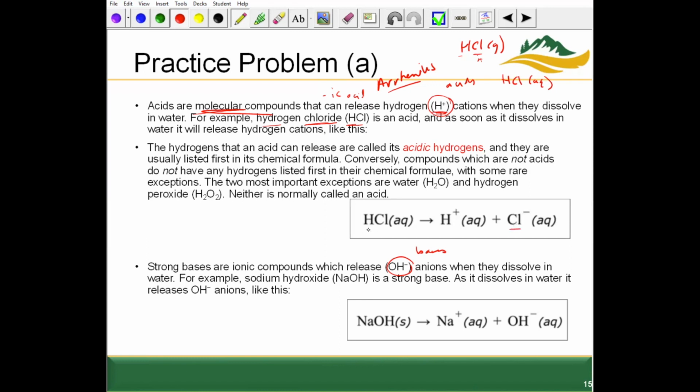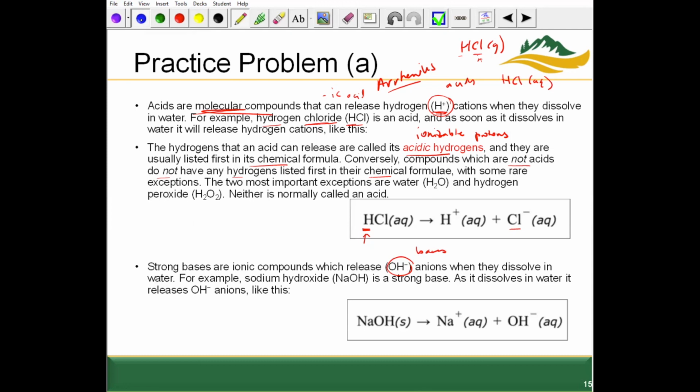We've talked about these hydrogens as ionizable hydrogens or ionizable protons. Another way to think of them is as acidic hydrogens. They're usually listed first in the chemical formula, which helps us identify what's an acid and what's a base. So this hydrogen is listed first. Conversely, compounds which are not acids do not usually have their hydrogens listed first in their chemical formulas.